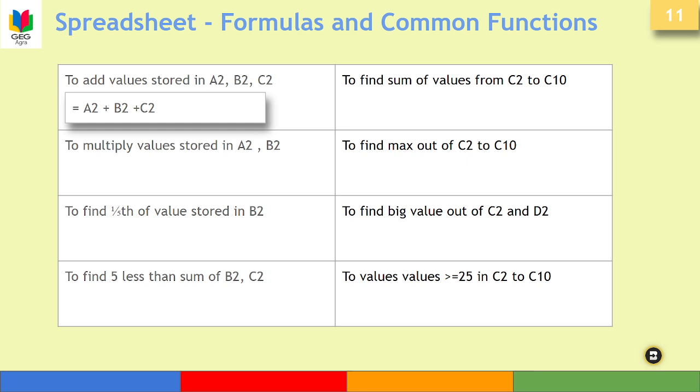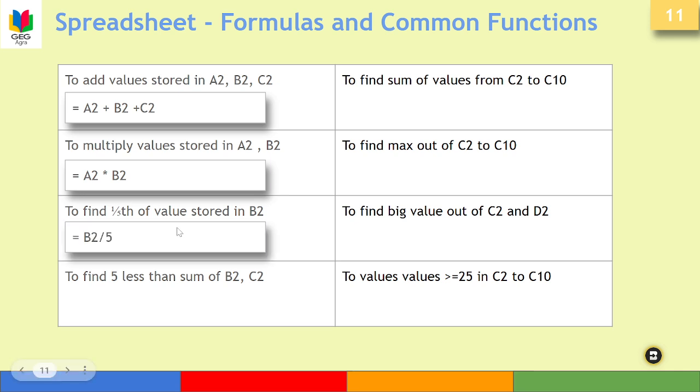Similarly, to multiply the values stored in cell A2 and cell B2, what should the formula be? Guess. The formula should be equal A2 into B2. Similarly, if you want to find 1/5 of the value stored in B2, how will you evaluate it? This is the formula: equal, the cell address, divided by 5.